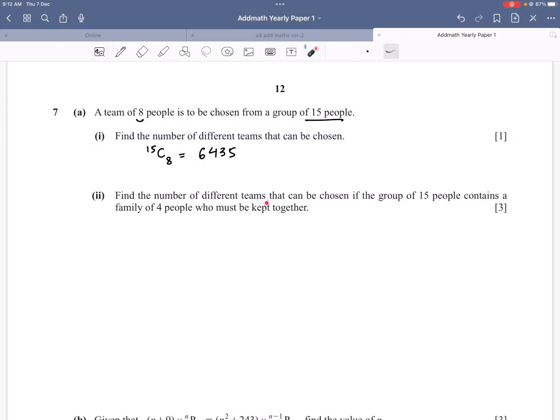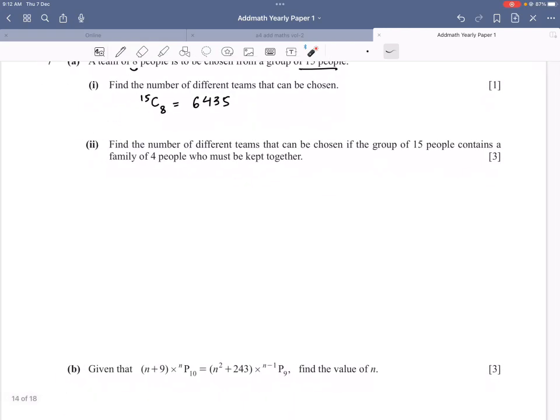Next one. Find the number of different teams that can be chosen if the group of 15 people contains a family of 4 people who must be kept together. Alright, now in this question there is a restriction.